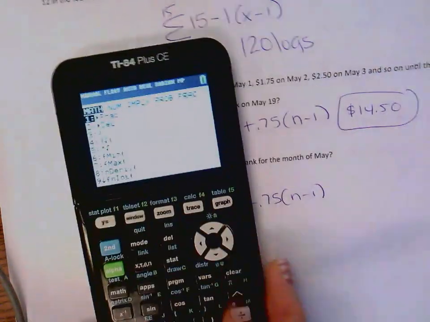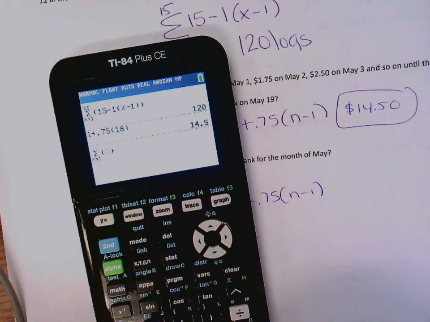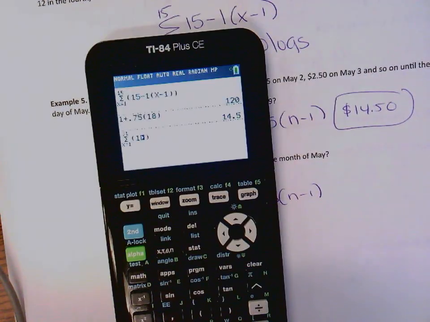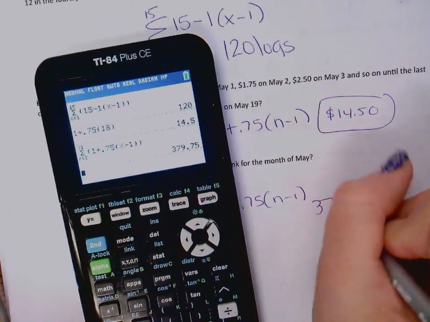Let's see. So the summation from 1 to 31 of, what is it, $1.75 times n minus 1. Is that right? 379.75. That's what we got.